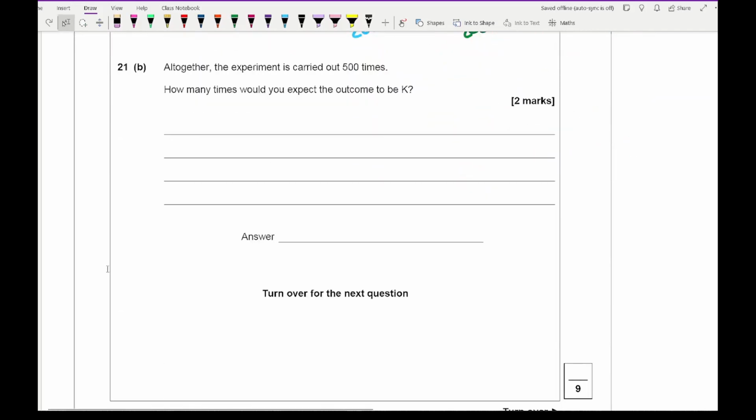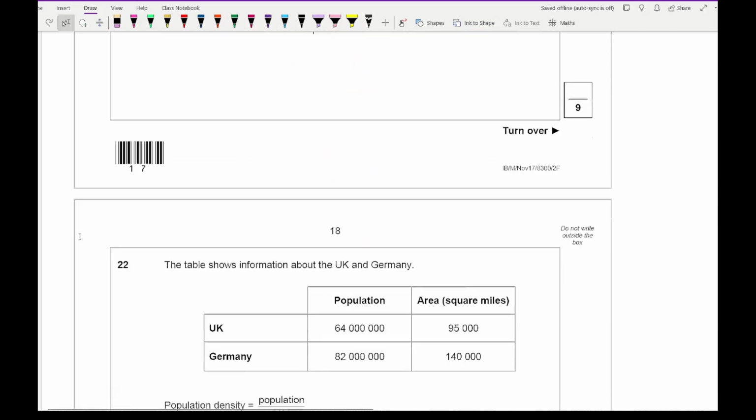Then for question 21b, it says altogether the experiment was carried out 500 times. How many times would you expect the outcome for K? Well, it's going to be the total number of trials, which is 500, multiplied by the relative frequency for K, which is 0.42. Type that all into a calculator, and we get an answer of 210.